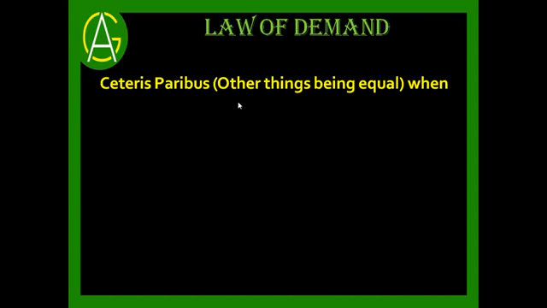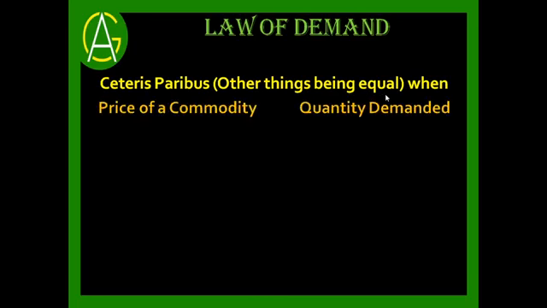Other things means all the other factors than the price will remain constant. This is our assumption. So ceteris paribus means other things being equal. When price of a commodity increases, its quantity demanded will decrease, and when the price of a commodity decreases, the quantity demanded will increase. So there is inverse relationship between price and quantity demanded.